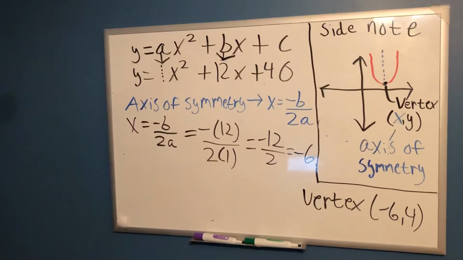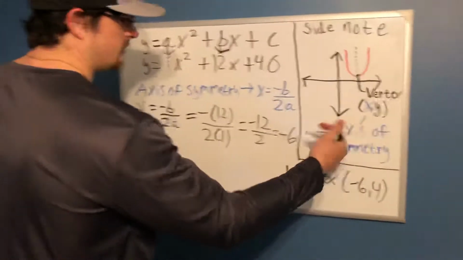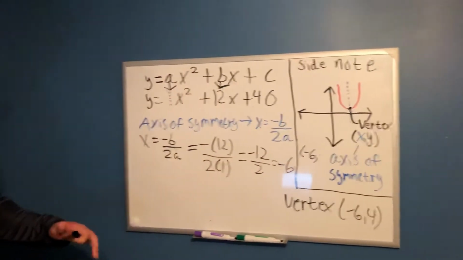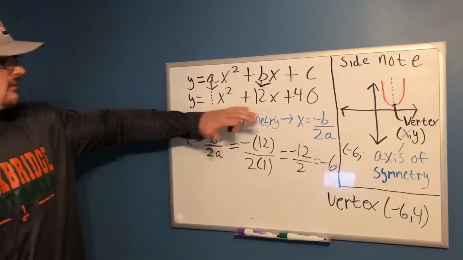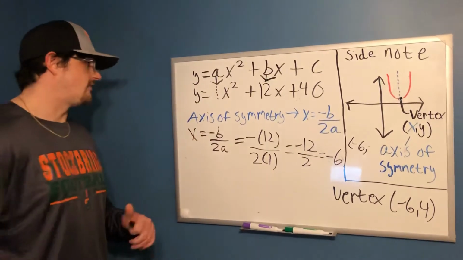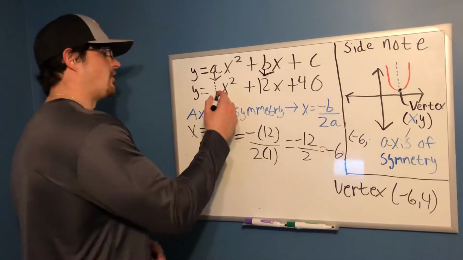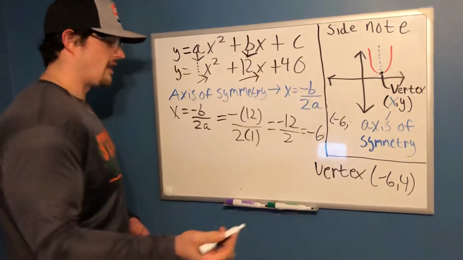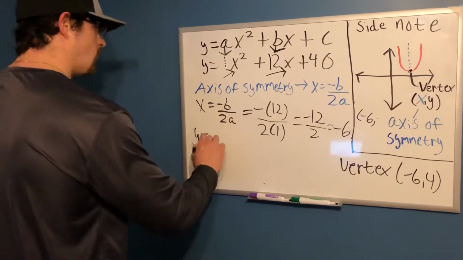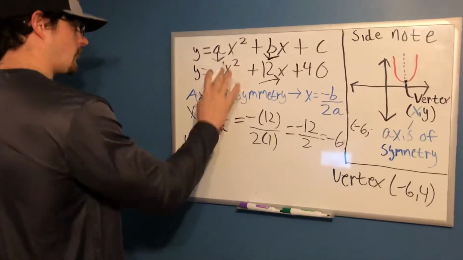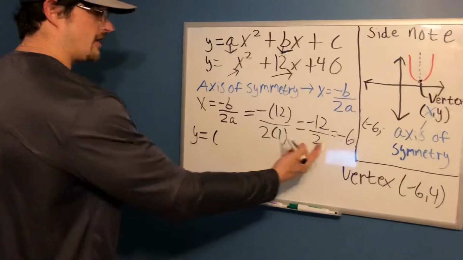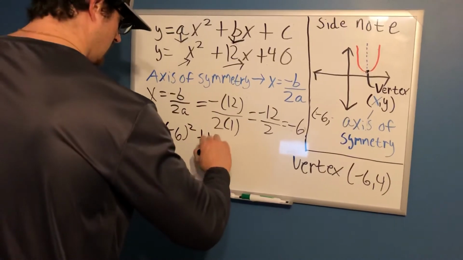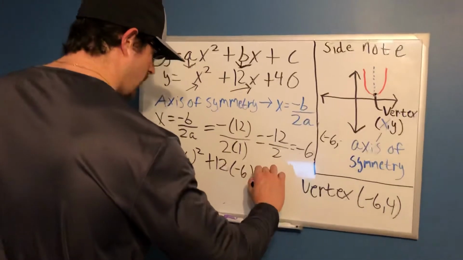Now remember, the goal is to find the vertex. We found our x, which is negative 6, our axis of symmetry. Anytime you want to find y, if you know what x is, all you have to do is substitute it in. So everywhere we see an x, we plug in negative 6. So y equals, and remember the 1 is understood, so it's just x squared: negative 6 squared, plus 12 times negative 6, plus 40.